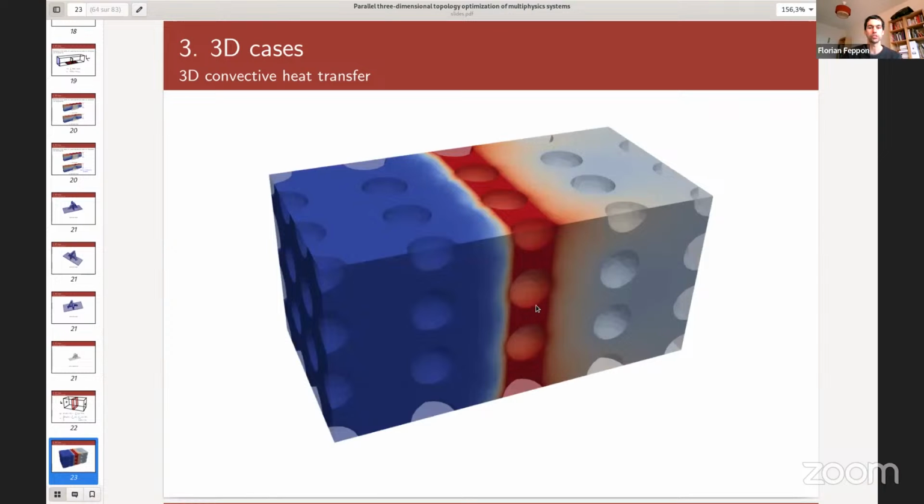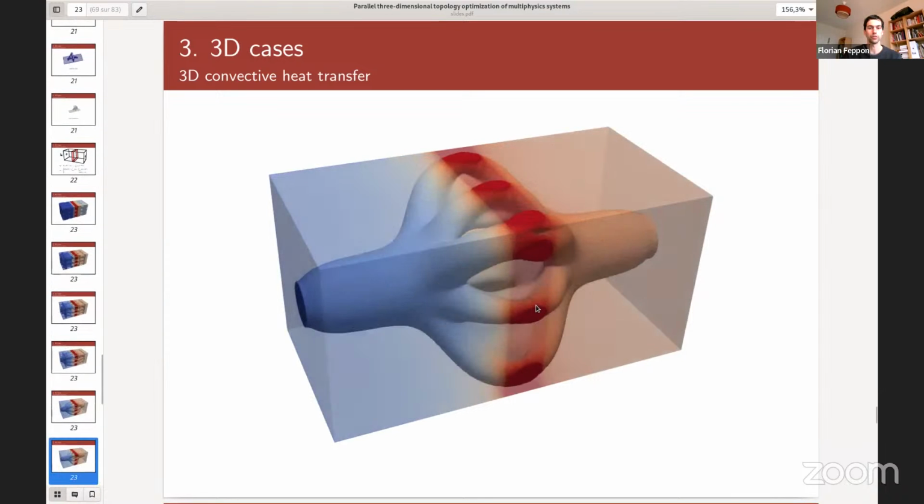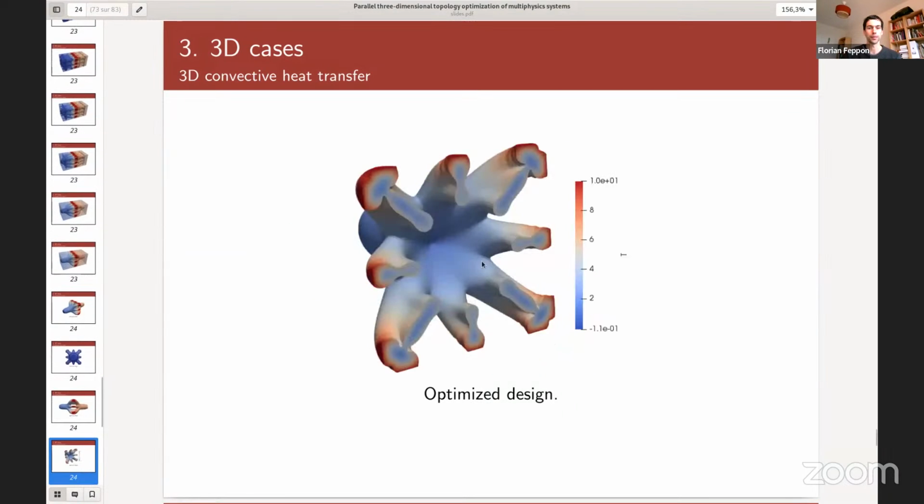This is the initial domain, and as the optimization goes, we see the arising of some fluid channels, and a final structure is obtained, which looks like this. We also see some parts of the design which deserve interpretation. These small sheet structures are an insulating part, which prevents the cold part of the channels from affecting the hot parts.